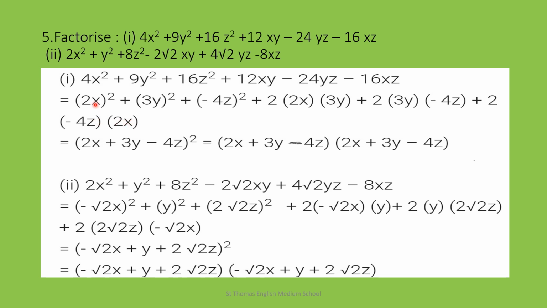So after expanding this, you will get the same polynomial, that is 4x square + 9y square + 16z square + 12xy - 24yz - 16xz. So you can write the identity (2x + 3y - 4z) whole square, that is equal to (2x + 3y - 4z) multiplied by (2x + 3y - 4z).